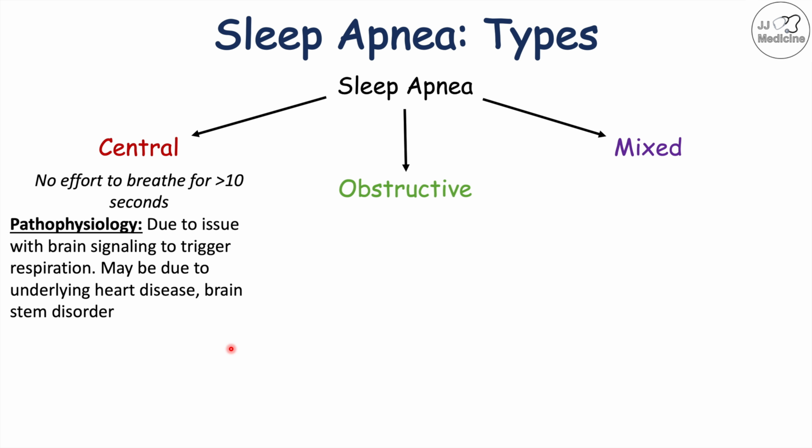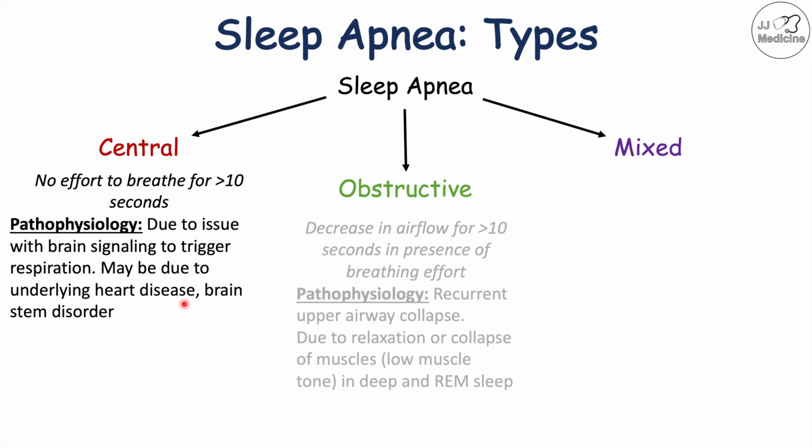The reason that central sleep apnea occurs is due to an issue with brain signaling to trigger respiration. So during the day when the patient is awake, the patient can have involuntary and voluntary control of respiration. But when they sleep, it goes to involuntary control. But with central sleep apnea, there is an issue with brain signaling that doesn't trigger the patient to respire or to breathe. Central sleep apnea may be due to an underlying heart disease or brainstem disorder, or it could be idiopathic, meaning that it is primary central sleep apnea, which is a more rare case.